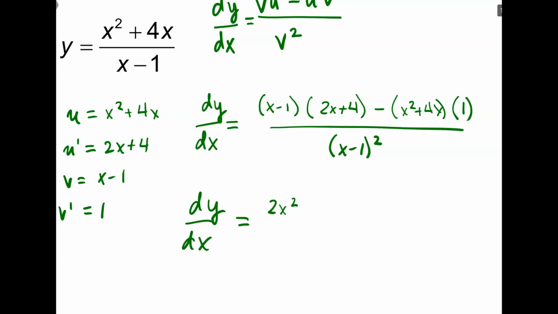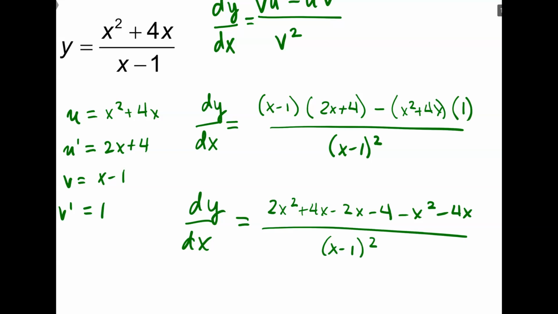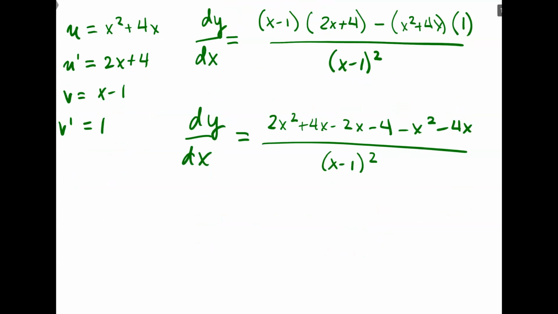So this is 2x squared plus 4x minus 2x minus 4 minus x squared minus 4x. I'm going to simplify the top, because it's a rational function. 2x squared minus x squared is just x squared. Then 4x minus 4x goes away, and I'm left with negative 2x, and then minus 4.